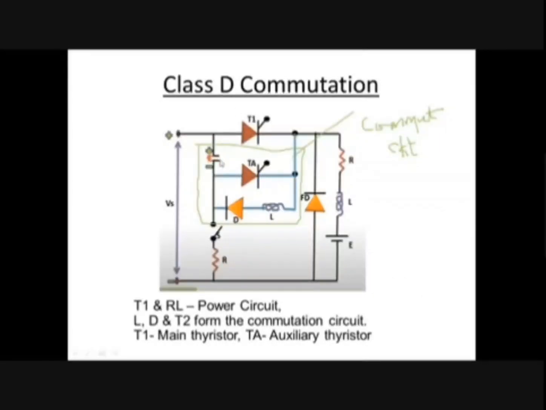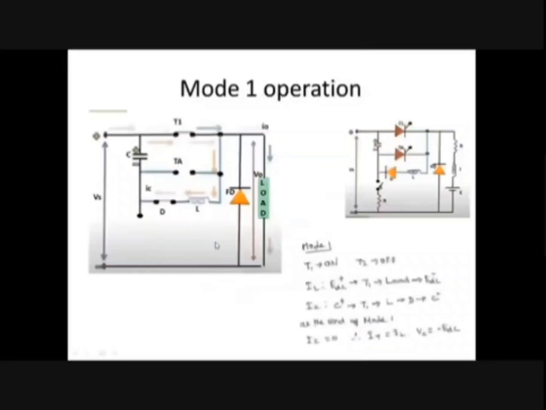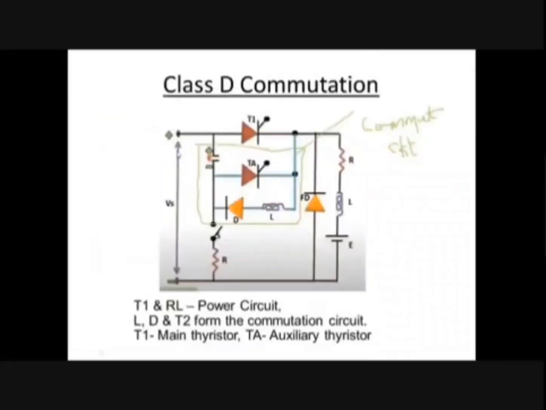But initially there should be charge in the capacitor. How can we do that? Just by closing the switch S. The supply, capacitor, and the switch with R will form a closed circuit so that the capacitor will get charged. So by closing the switch S, the capacitor C will be charged as per the polarity marked. That's why the switch and R are provided.